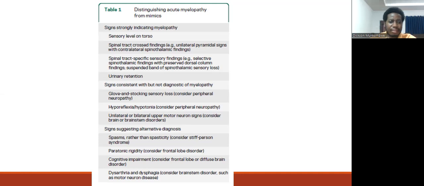So I would have you look at this table, but it's a good table which will help you distinguish acute myelopathy from the mimics of acute myelopathy. It's really a good one to look at. It's self-explanatory. I'm sure you have access to these slides after the presentation is done.